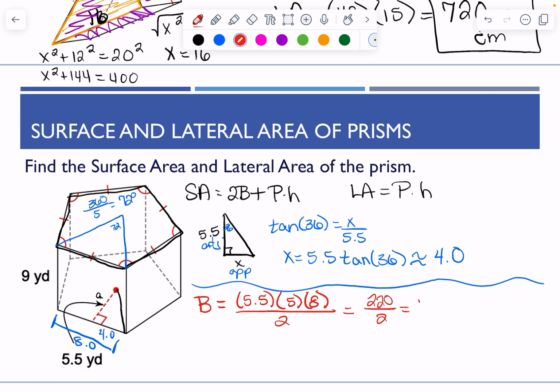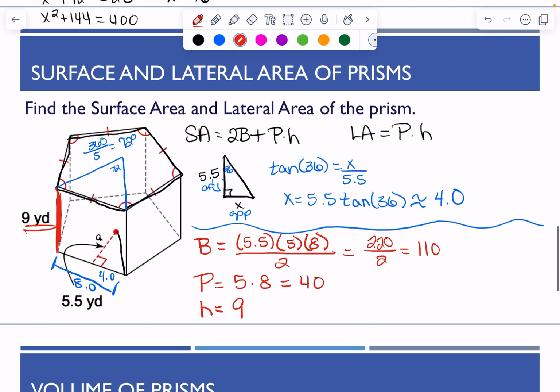Divide that by 2, and that's going to be an area of the base that's 110. Next, I need to know the perimeter. If every leg is 8, then the perimeter is 5 sides times 8, and that would be 40. And the distance between those two bases is 9. So that is that measurement right there, which is 9. So now we're ready to solve our two answers.